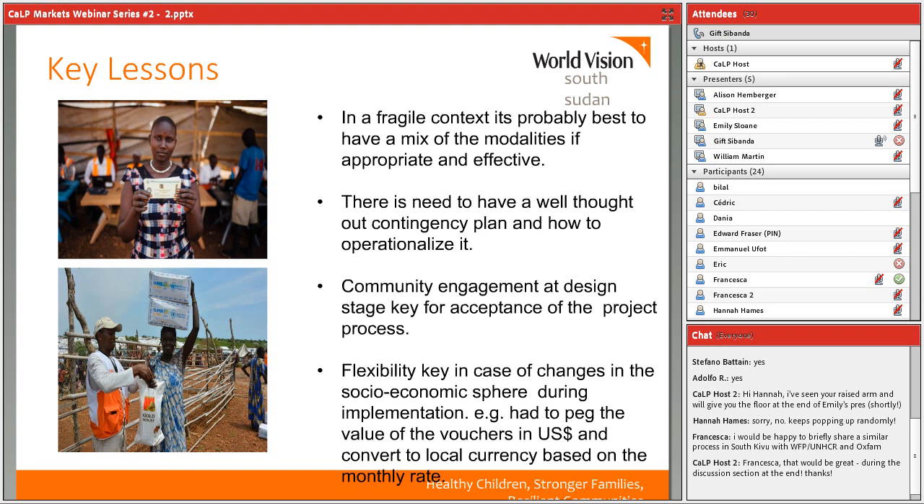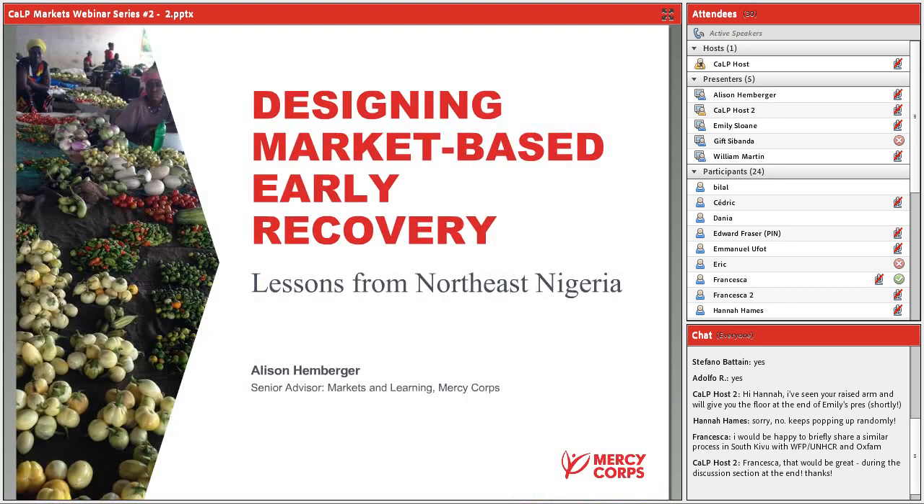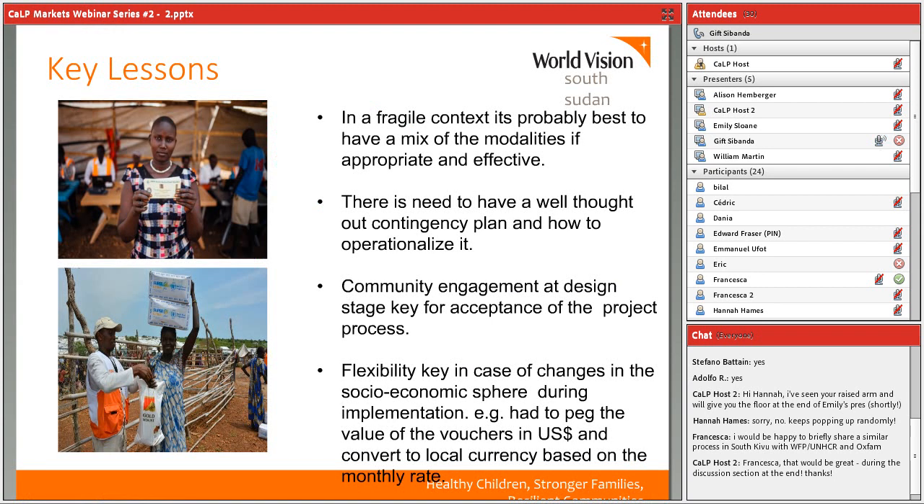One of the key things that we also learned was that flexibility is key in terms of changes in the socio-economic sphere. The vouchers were pegged in US dollars and then converted to local currency. This was because we appreciated the issues to do with inflation, the economic scenario that you find in a fragile context like Juba. So pegging everything in US dollars ensured that the value remained the same.